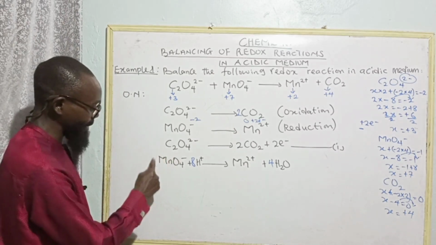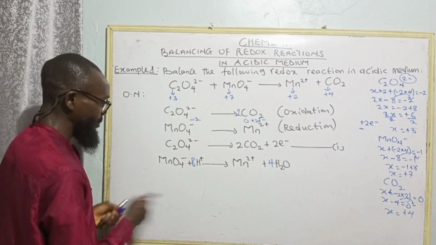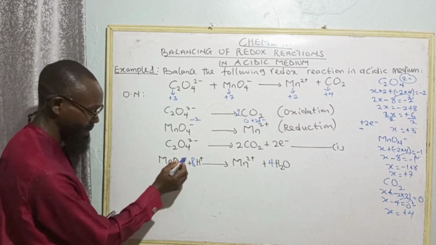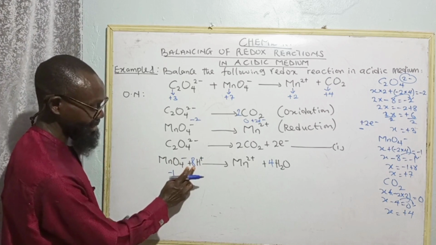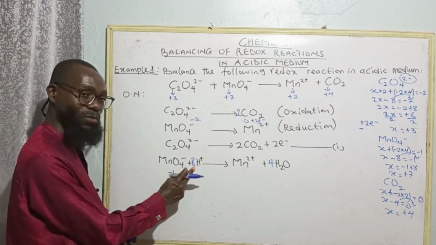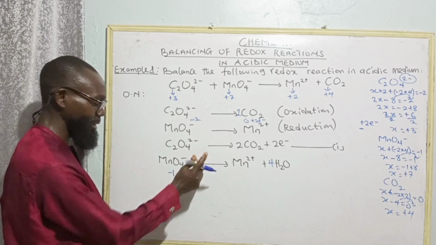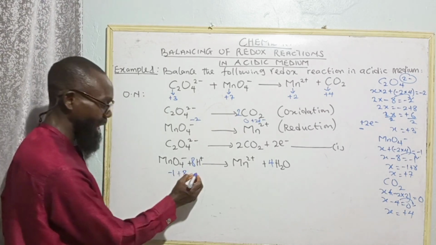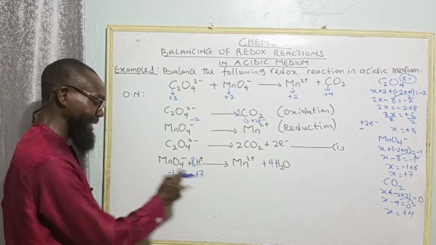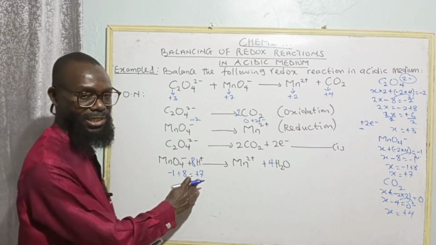What is the charge here? The total charge here, we have minus 1, minus 1. The charge here is this plus 8. So we are going to multiply this coefficient with the charge. 8 times 1, so we have plus 8. So minus 1 plus 8, we have plus 7. Total charge at the left hand side is plus 7.